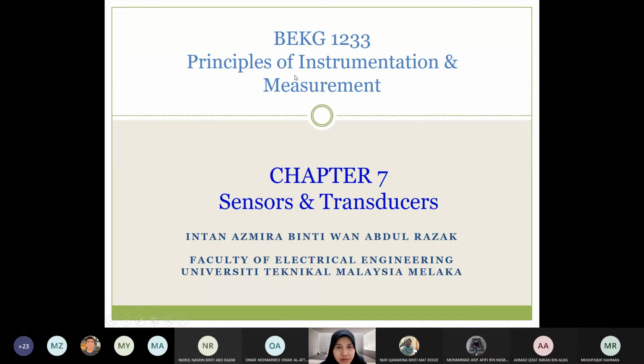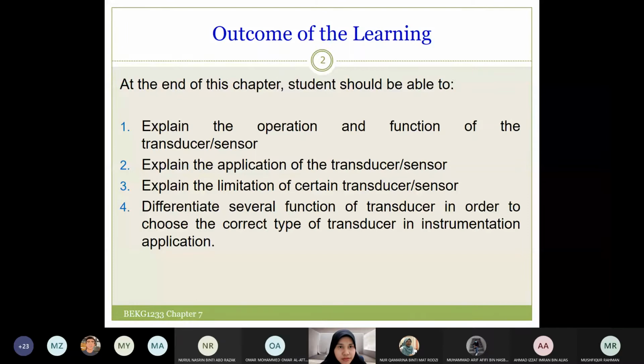Okay, so chapter 7, sensors and transducer. This is the learning outcome of this chapter. At the end of the chapter, students should be able to explain the operation and function of the transducer and sensor, explain the application of the transducer or sensor, explain the limitation of certain transducer or sensor, differentiate several functions of transducer in order to choose the correct type of transducer in instrumentation application.